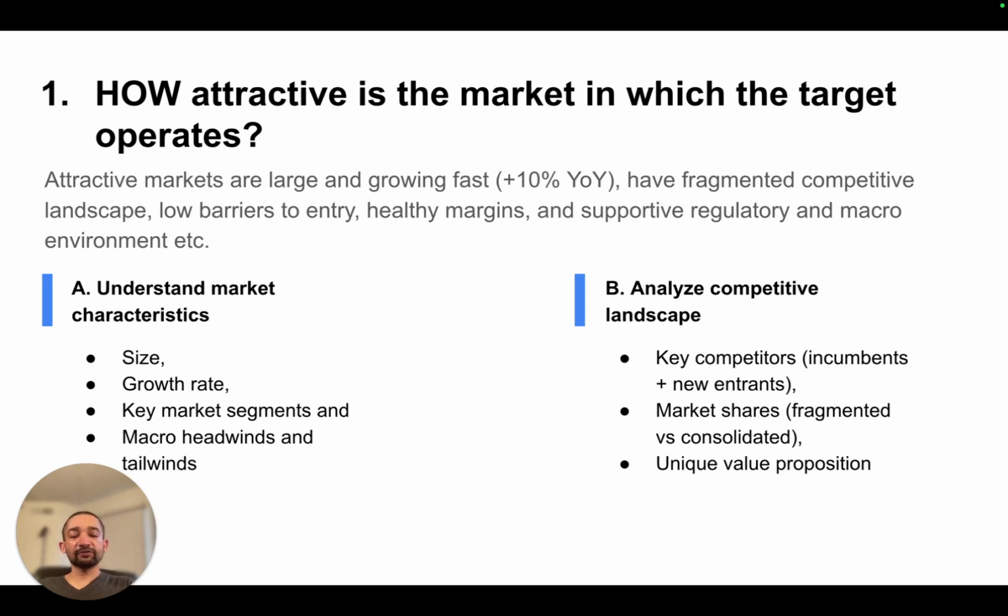So attractiveness of the market is determined by the size, the growth rate, the profitability, and the key market segments within the broader market and how fast each of those segments are growing. Ideally, you would want to see a market that's growing fast and that has supporting headwinds and tailwinds. Right? And the second thing you want to evaluate in market attractiveness is analyzing the competitive landscape. Who are the key competitors? How much market share do they have? What are the set of products and services they offer? How differentiated are they compared to the target that we are considering? Right? Ideally, you would want to see a competitive landscape that's fragmented, does not have high barriers to entry.